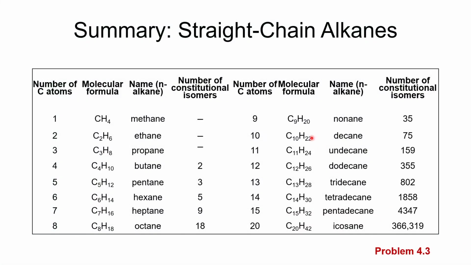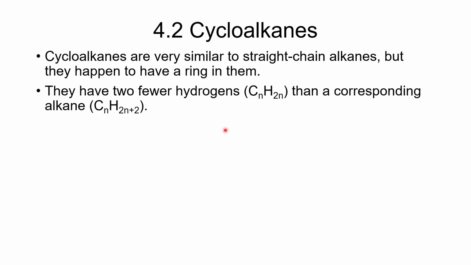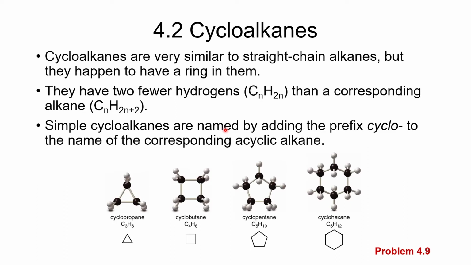So we want to go back here to our presentation, and we want to look at cycloalkanes. So with cycloalkanes, we will find that they are very similar to the straight chain alkanes, but they just happen to have a ring in them. All right. They do have fewer hydrogens, specifically 2 fewer hydrogens for every ring. And that's 2 fewer hydrogens than the corresponding alkane would. Simple cycloalkanes are named by adding a prefix cyclo in front of the corresponding acyclic alkane name. And so here are a few examples. We've got cyclopropane, cyclobutane, cyclopentane, and cyclohexane.